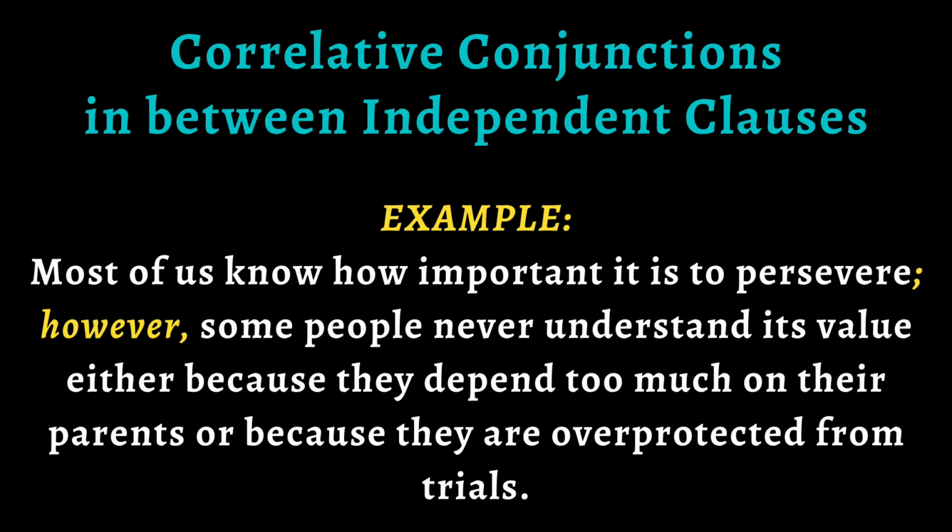Fourth, we have the use of correlative conjunctions in between independent clauses. Enclose these conjunctions with a comma and a semicolon. For example, most of us know how important it is to persevere. However, some people never understand its value either because they depend too much on their parents or because they are overprotected from trials.